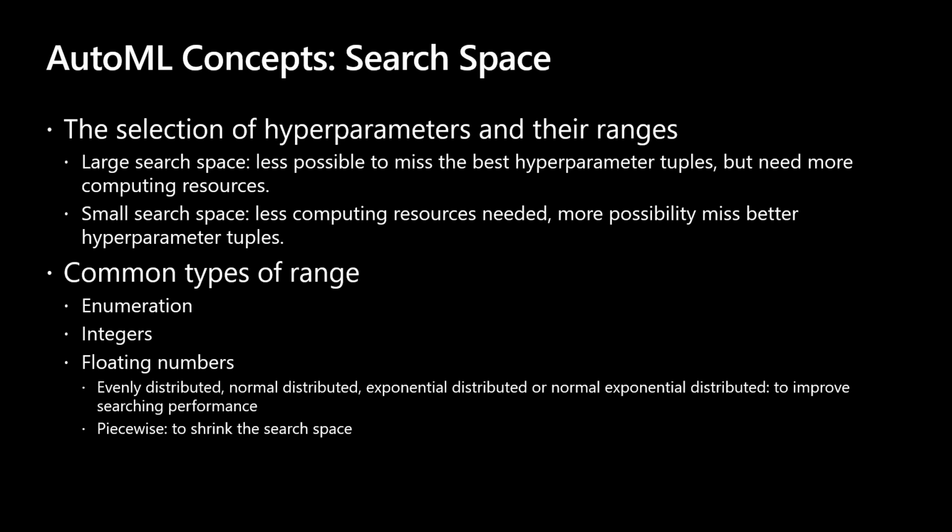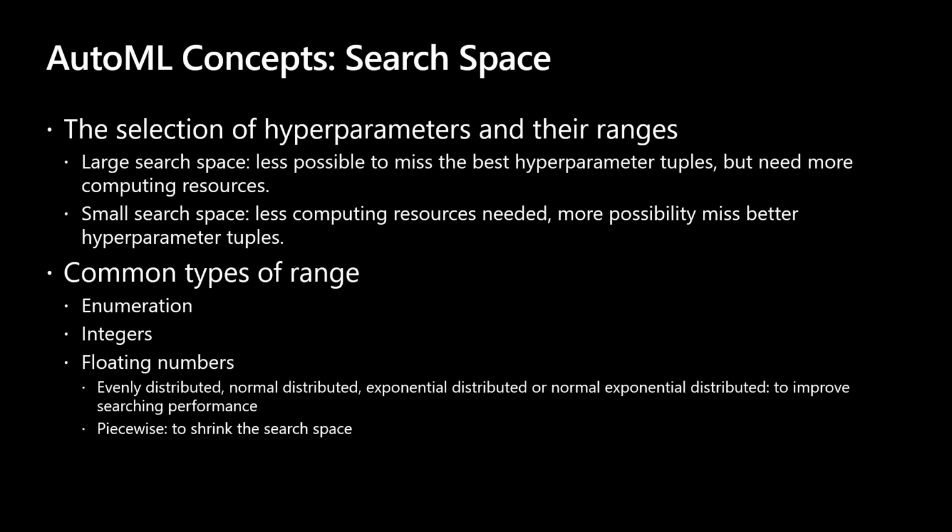There's another concept in AutoML called search space. Search space is which hyperparameters we choose and the value range of the chosen hyperparameters. If we decide to make a big search space, we can hardly miss the best hyperparameter tuple, but we need more computing resources to do it, of course. If the search space is smaller, it needs fewer computing resources, but it's possible to miss the best tuple directly when we decide the search space.